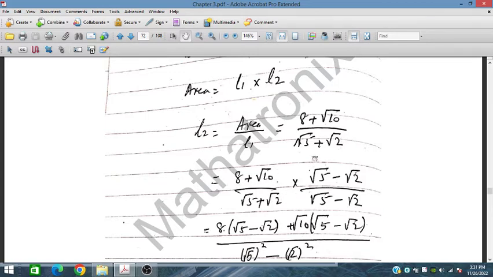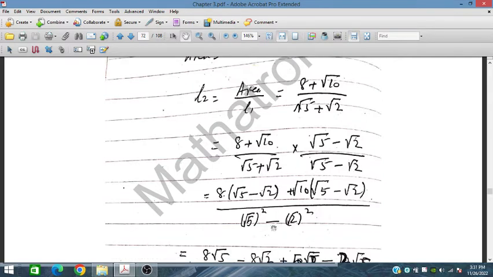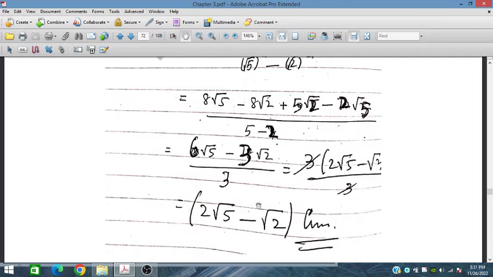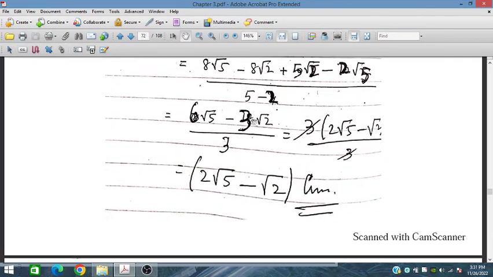So on simplifying we have to rationalize it. So multiply with a negative sign. So the under root can be eliminated from the denominator, and in the numerator we will perform some expansion, and on simplification of the numerator we have this result. 3 may be taken out common here, so 2 under root 5 minus under root 2. So this is 2 under root 5 minus 2 centimeters.